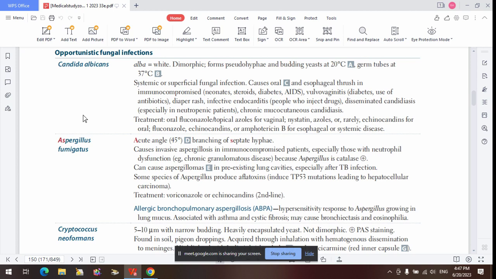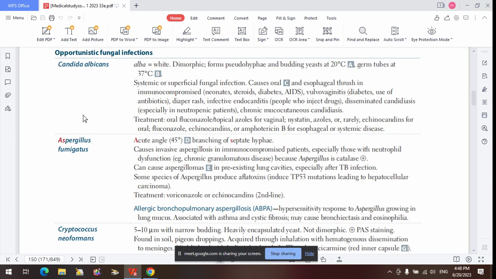What I was asking is, I know you were differentiating the yeast and the mold form. You said that the pseudohyphae is at 37 degrees Celsius, so I'm asking whether I mixed it up. Let me take it again.